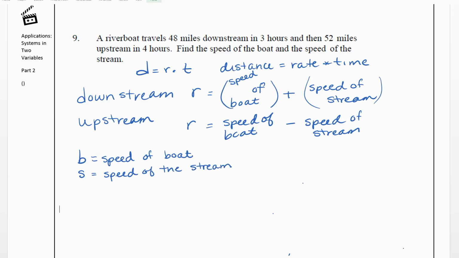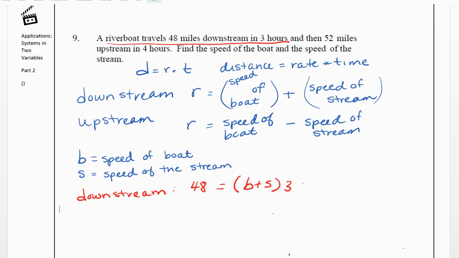Okay, so let's take this piece by piece. Let's take the first part. So it says the boat travels 48 miles downstream in 3 hours. Okay, so we're going to have a downstream equation. We'll use distance equals rate times time. So our distance is 48 miles. Our rate, since we're going downstream, is going to be the speed of the boat, so B, plus the speed of the stream. And then our time was 3 hours.